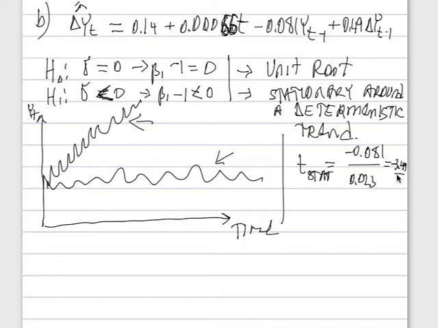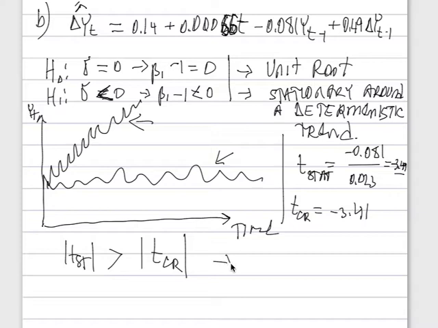Okay, this is 3.49. Now we go to the critical values table, and it's available there in your book. The t critical at 5% is now minus 3.41. And again, you take the test stat in absolute value, compare it against t critical, and it turns out the test stat is greater. It follows that we have to reject the null. That's the answer for question B.